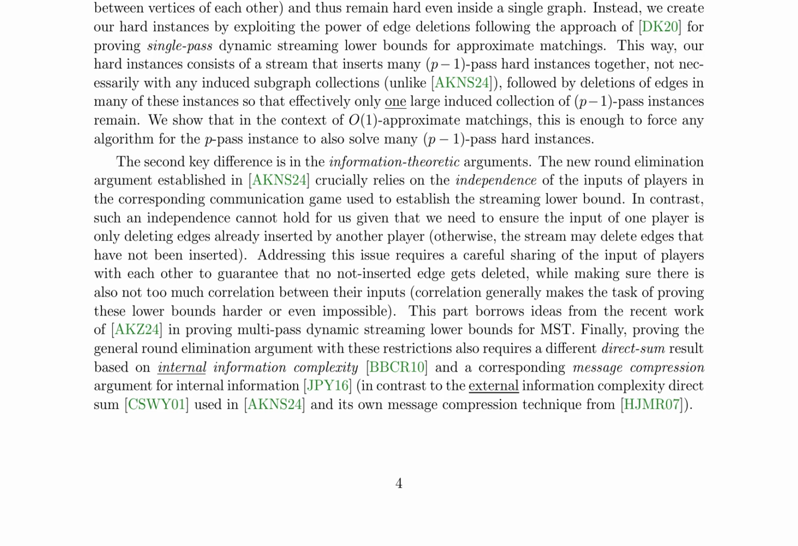The second key difference is in the information theoretic arguments, where a careful sharing of the input of players with each other is required to guarantee that no not-inserted edge gets deleted, while making sure there is also not too much correlation between their inputs. This part borrows ideas from the recent work of AKZ24, in proving multipass dynamic streaming lower bounds for MST.